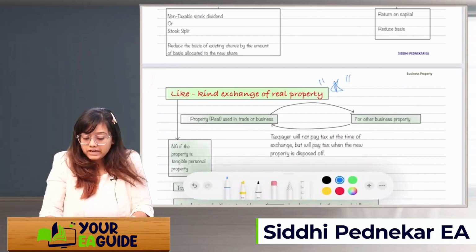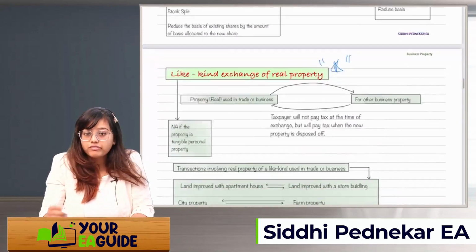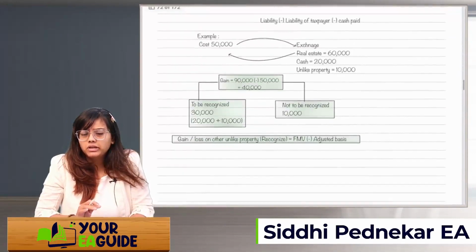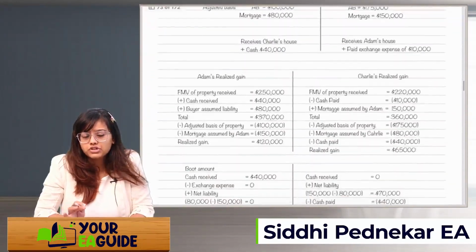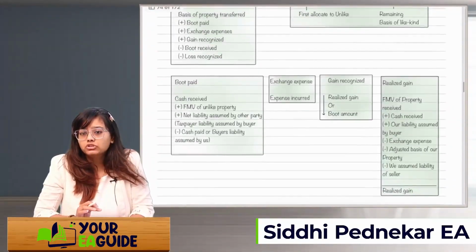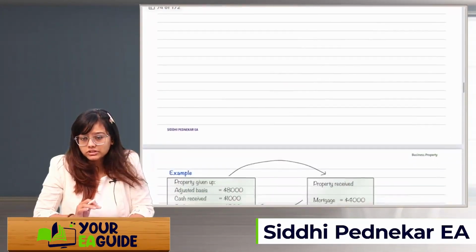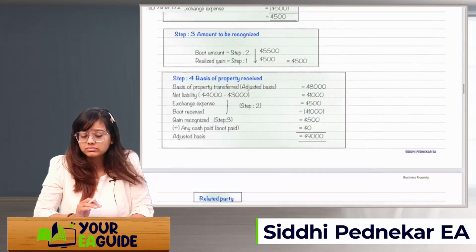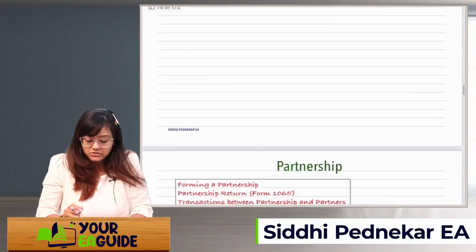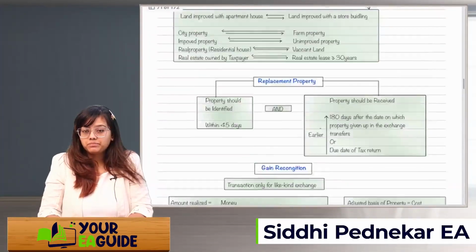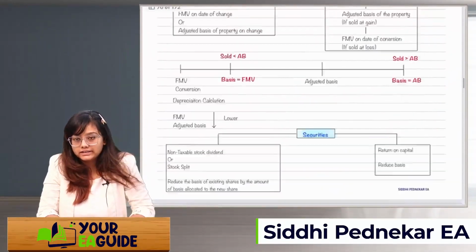And you know guys, I have included over here a lot of examples. Just remember these examples and you will be able to solve any question which comes in the exam. So we'll do it in a very detailed and conceptual manner. This topic is so easy and very important as well. So tomorrow we'll complete this chapter, that is basis and like kind exchange property.